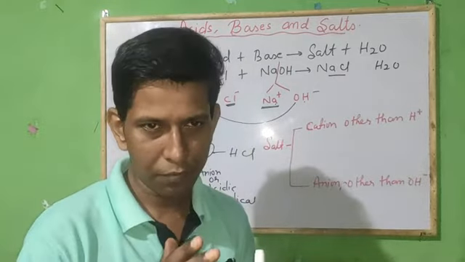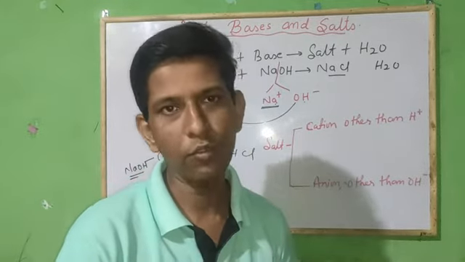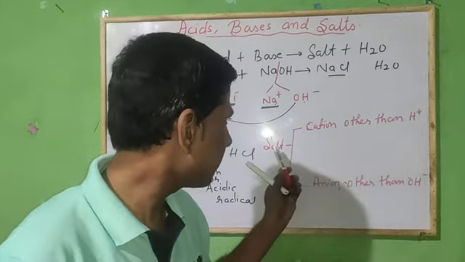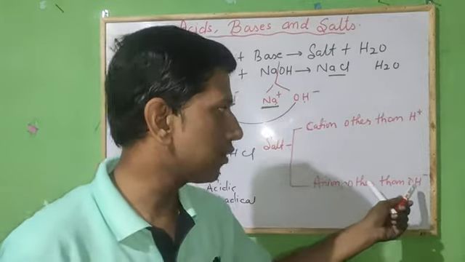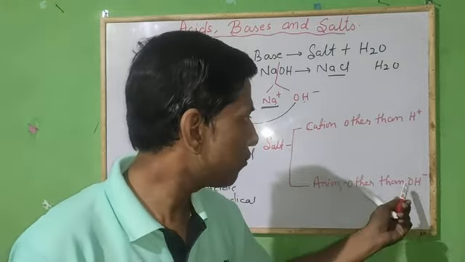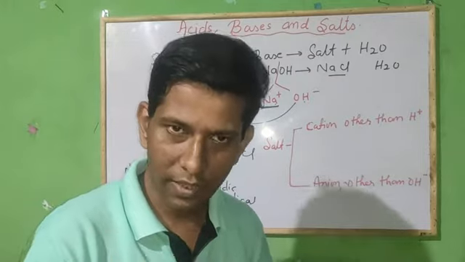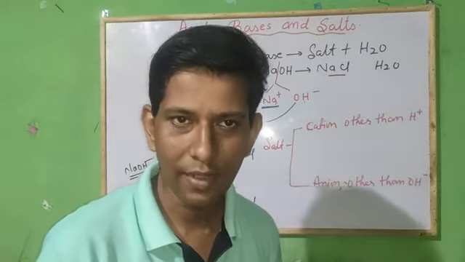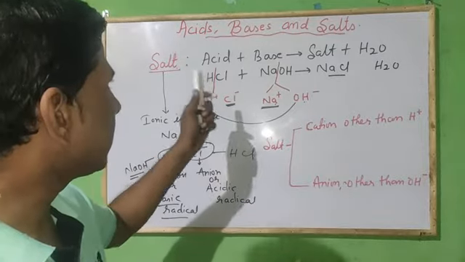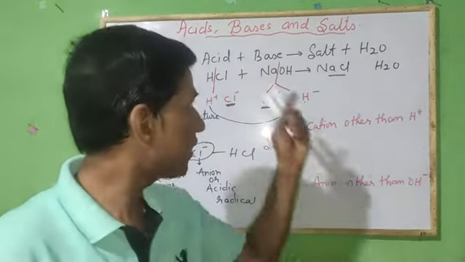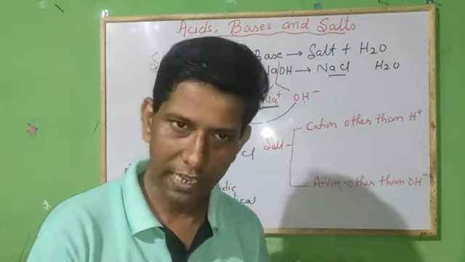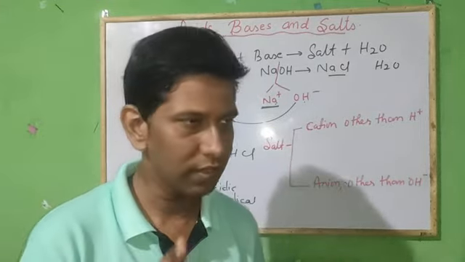If a salt has H plus ion and no other cation, we cannot consider it a salt. Likewise, if it has an anion other than OH, then it will be a salt. But if it has only OH anion and no other anion, then it cannot be considered a salt. Clear? So dear children, keep in your mind that when an acid reacts with a base, the formation of salt is the main product, and the side product, or byproduct, is water.